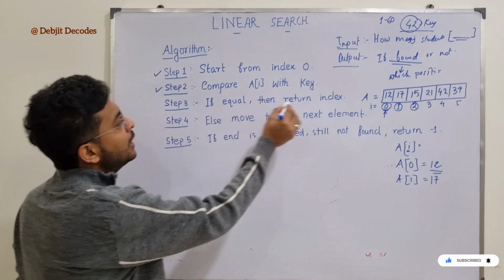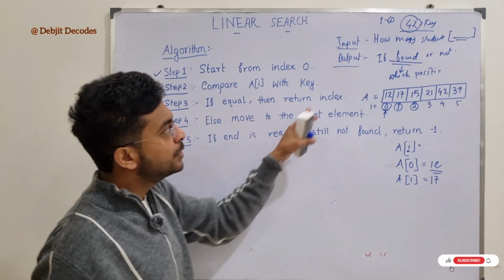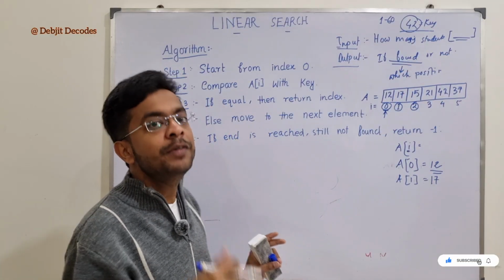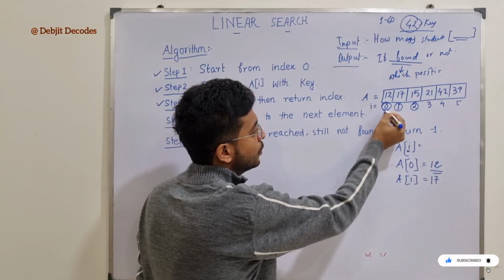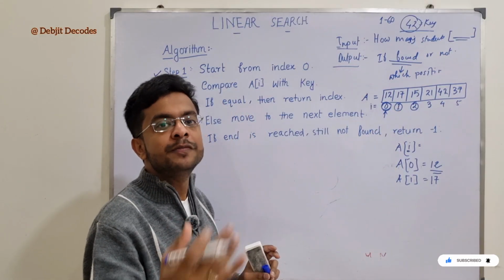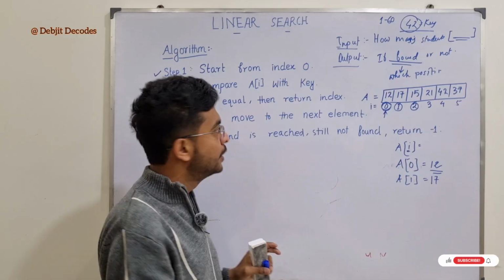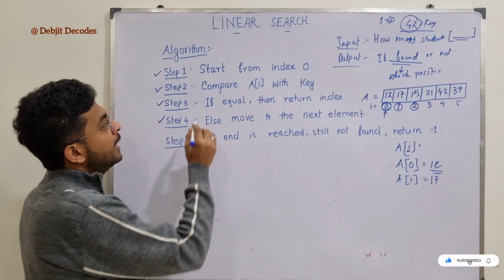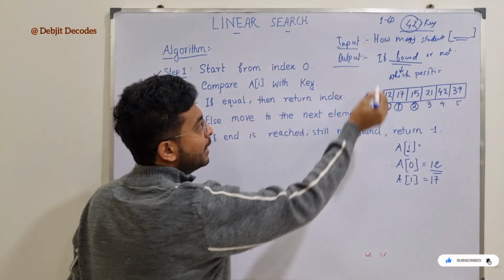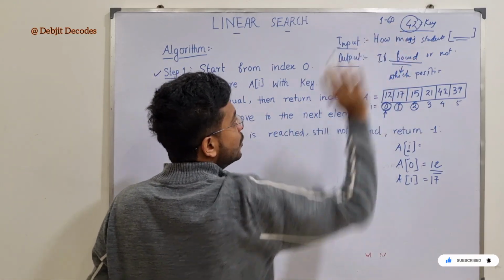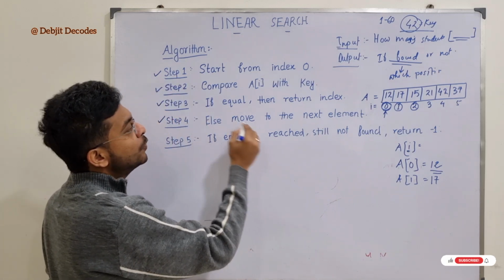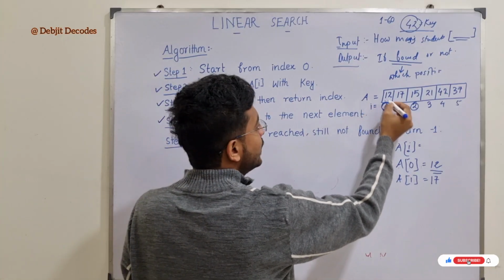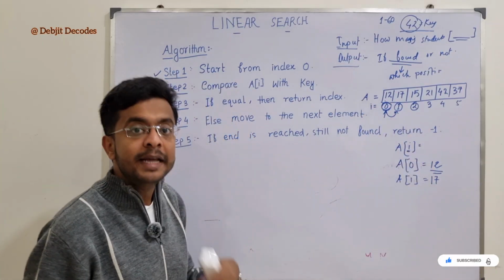Next, if equal, then return the index. So first we checked 12 with 42. Is it equal? The answer is no. If it was equal, we would have returned the index. Index means this 0. We would have said that the value is found at position or index 0. So it is not found. So then in step 4, it is saying that if equal, then return the index, but 12 is not equal to 42. So that's why we move to the next element. That's what I said, you move one by one. So if not 12, then you go to the next element, that is index 1.